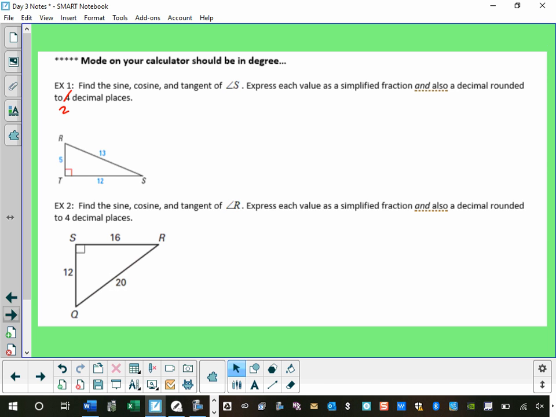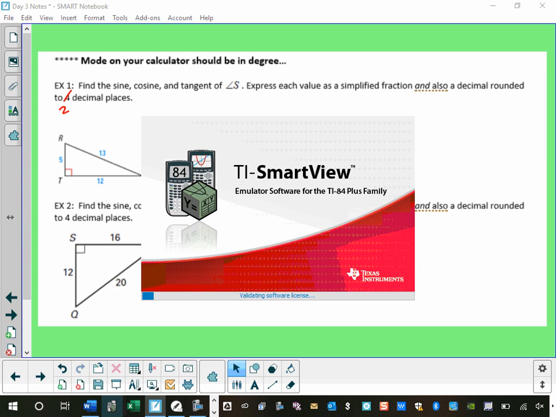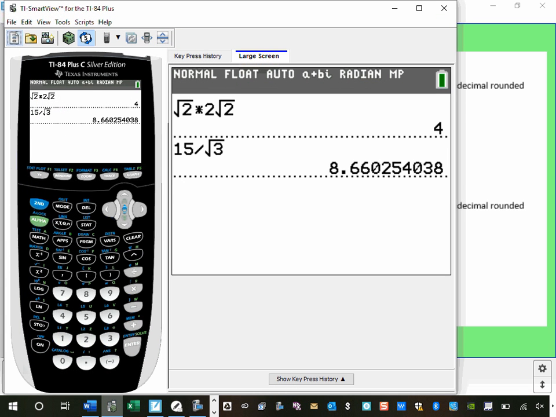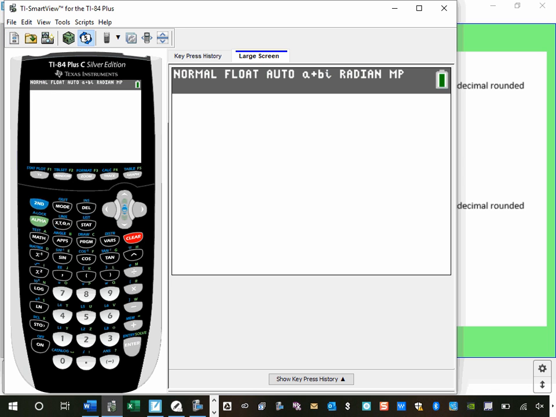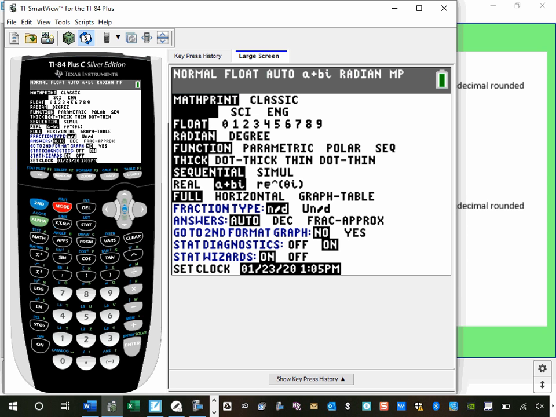Up here it says the mode on your calculator should be in degree. Grab your calculators, let's practice this. In order to do trigonometry, it needs to be in degree mode, because if not, your numbers could be different. Here's how we turn our mode on. You see mode next to that second key, right? Hit mode, go down to where it says radian, scroll over to where it says degree, and hit enter so that degree is the one that's blinking.